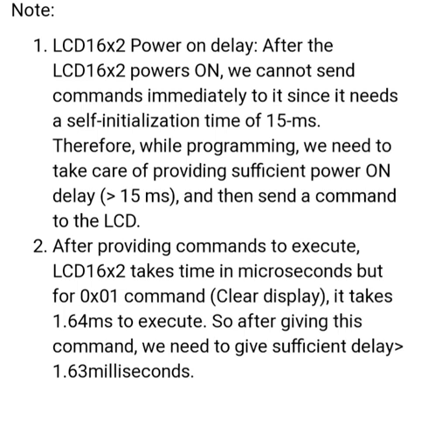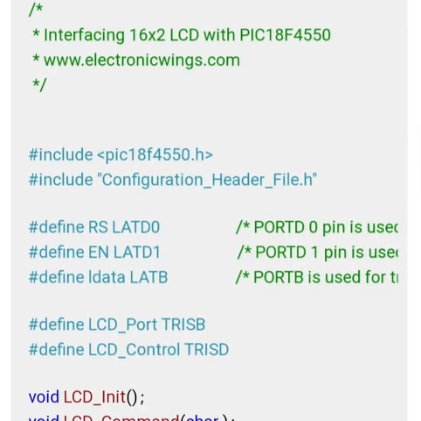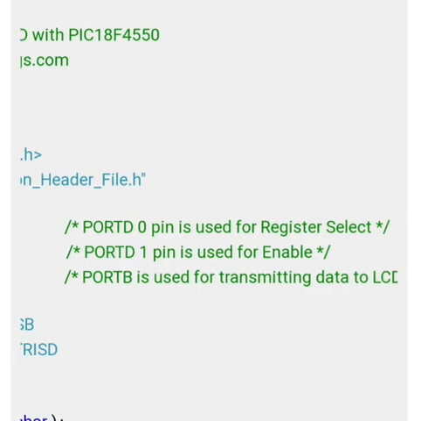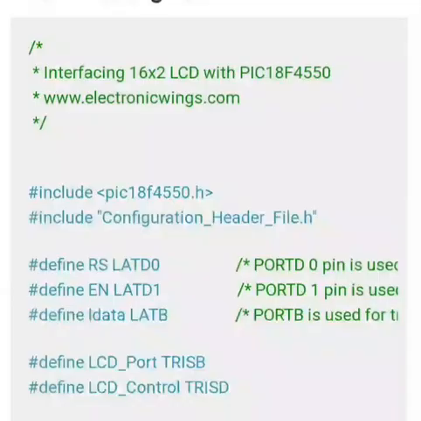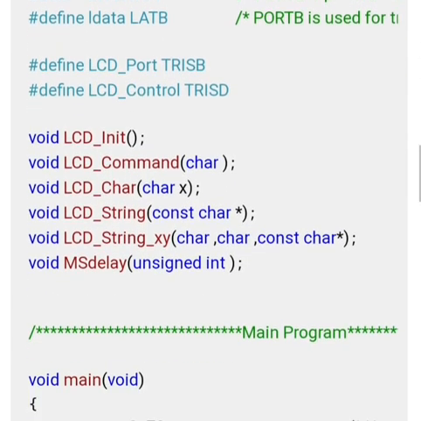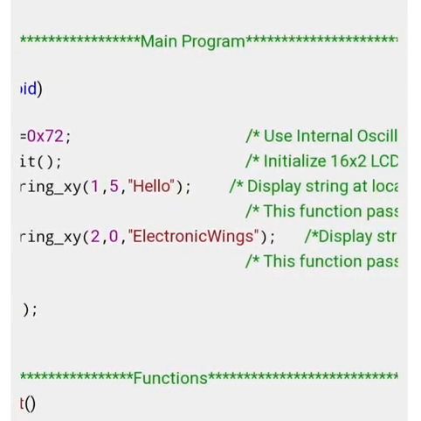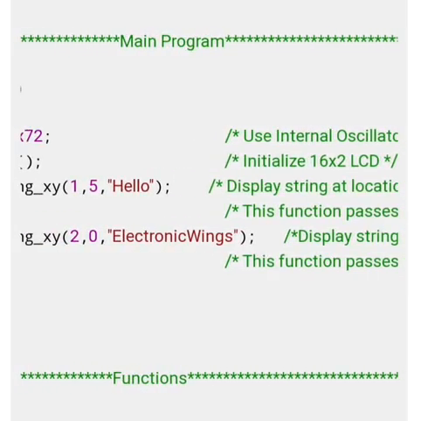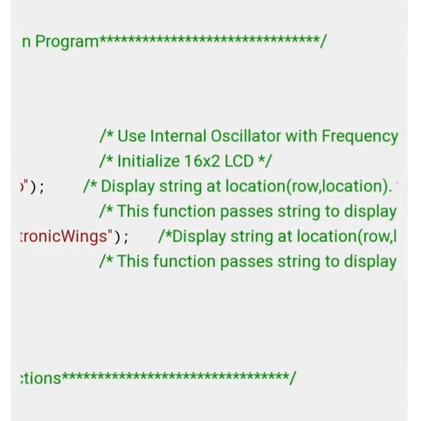Now here is the program for interfacing of 16x2 LCD with PIC 18F. First is the header file. Then the port D0 pin is used for register select, the port D1 pin is for the enable. Then void LCD init is the initialization command. Now the main program is here, that is use internal oscillator with frequency, then initialize the 16x2 LCD, then display string at location.